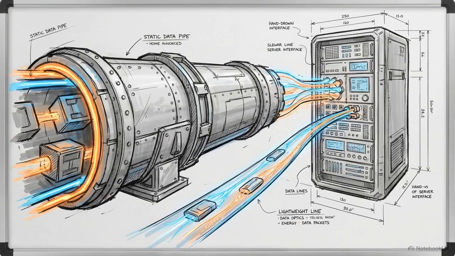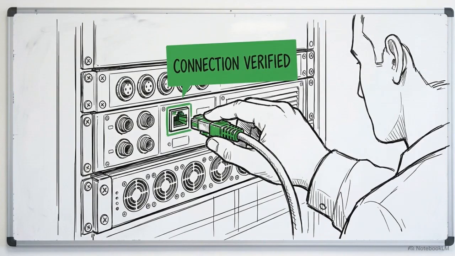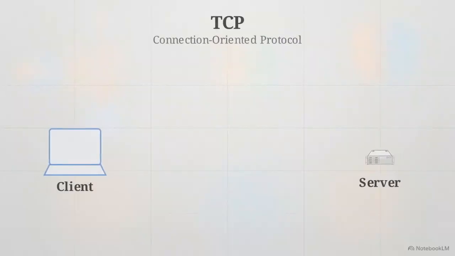Layer 4 forces an architectural trade-off. To maintain functional integrity across different types of applications, the system must balance the need for guaranteed delivery against the demand for raw speed. For applications that require precise ordering and guaranteed data integrity, the transport layer uses the Transmission Control Protocol, or TCP. This diagram outlines TCP's connection-oriented logic.